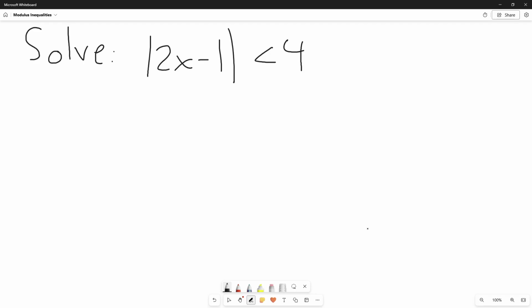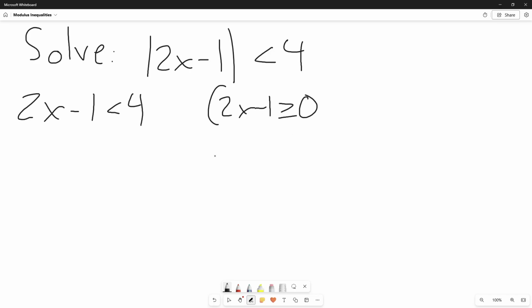This one has us solve the inequality: absolute value of 2x minus 1 is less than 4. And you can do either method for this one, but I'm going to do the one where you split it into two inequalities. The first one being 2x minus 1 is less than 4. And remember, you have to set your condition: 2x minus 1 is greater than or equal to 0. So this is our one where it's positive. And we have to simplify this condition, and this simplifies to x is greater than or equal to 1/2.